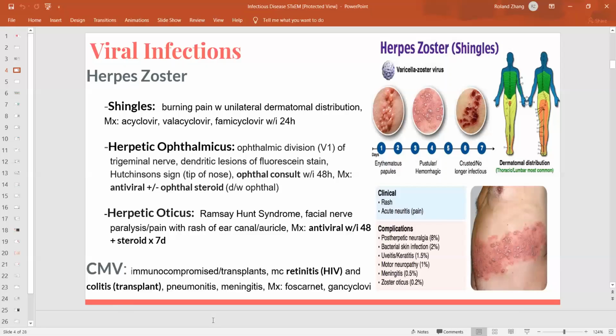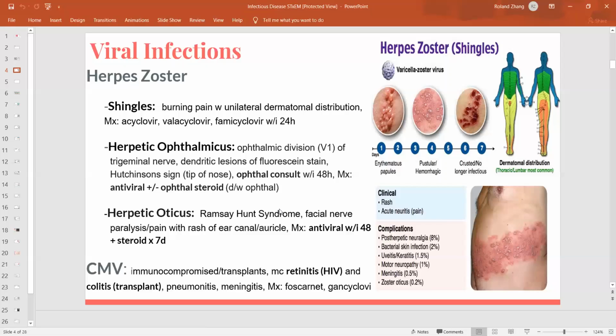The herpes infection can go into the ear as well, and it causes what we call the Ramsay-Hunt syndrome. So generally, you will see some sort of rash on the face, or even facial nerve paralysis, and then you see a rash or ear pain. It doesn't have to be a rash, but if they have a lot of ear pain, then you've got to suspect it. The treatment still is antiviral and steroid for 7 days.